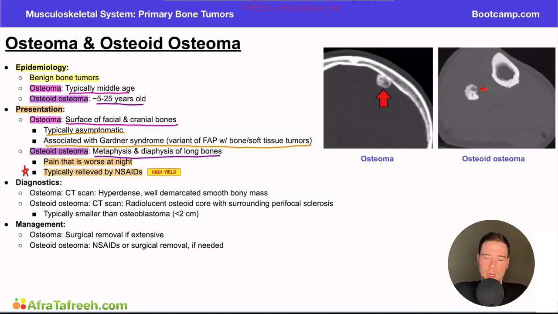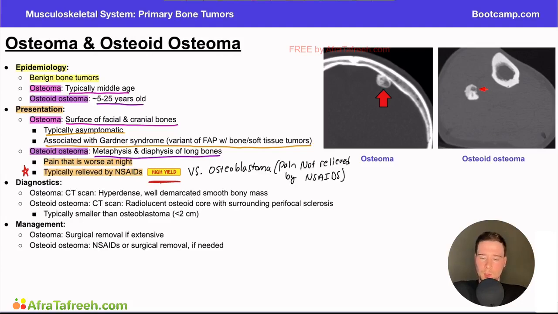Why is this so important? Why did I include a high yield? Because there's another similar bone tumor we're going to talk about in another video called an osteoblastoma. And in this bone tumor, pain is not relieved by NSAIDs. So again, it's a very classic way that they like to ask this question, which is why I'm highlighting this. They'll talk about a bone tumor, they'll make it very obvious that's what the patient has. But then they'll have that little caveat somewhere in the question stem. They'll say patient takes NSAIDs or anti-inflammatories, and it does improve their symptoms, more indicative of an osteoid osteoma, or it does not improve their symptoms, more indicative of an osteoblastoma. This is a key differentiating point, which is why I'm highlighting it here.